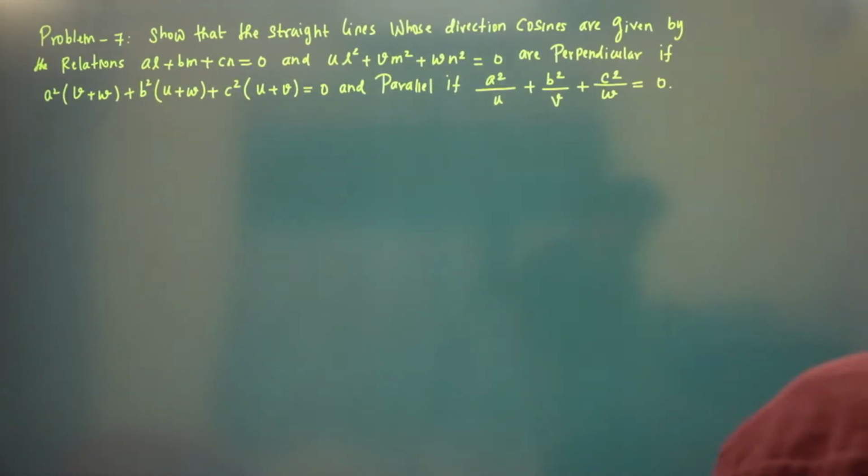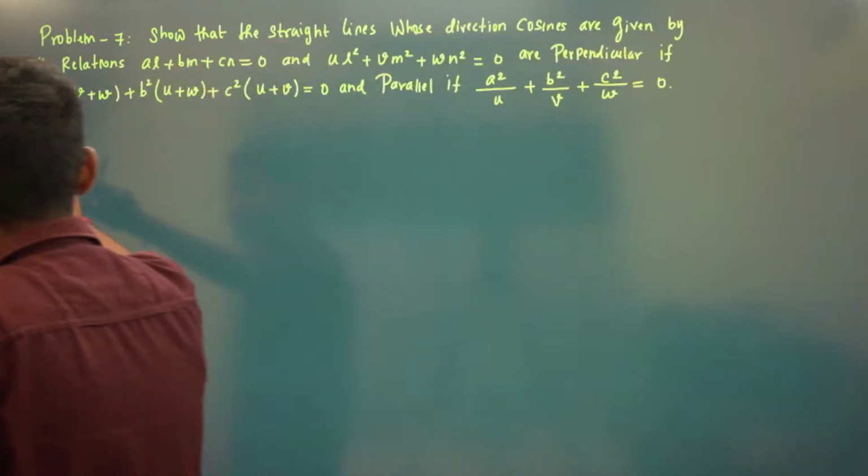Okay, so we'll do this problem. You can do this problem on your own, I think, right? So show that the straight lines whose DCs are given by the relation AL plus BM plus CN is equal to 0 and UL square plus VM square plus WN square is equal to 0 are perpendicular if this happens and parallel if that happens, right? So I'll do this very fast.